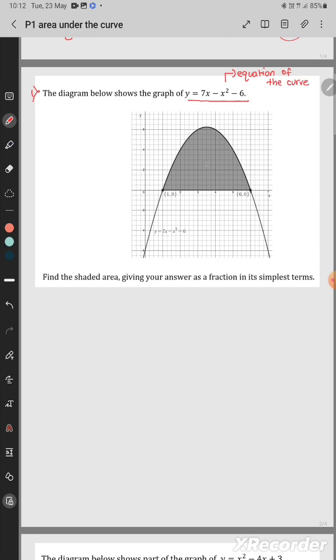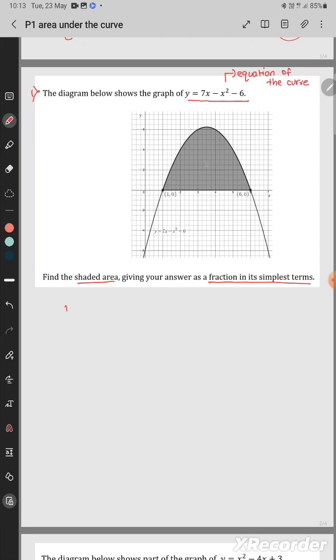They have also sketched the diagram. So here, this is the curve which has been provided to us, right? This curve has this particular equation, and they have shaded this region of the curve, and the question is, find the shaded area, and we have to give our answer as a fraction in simplest terms.